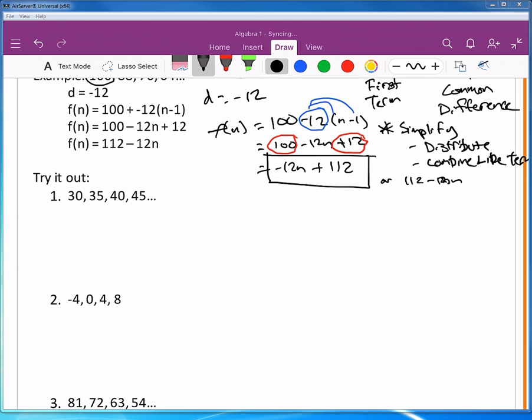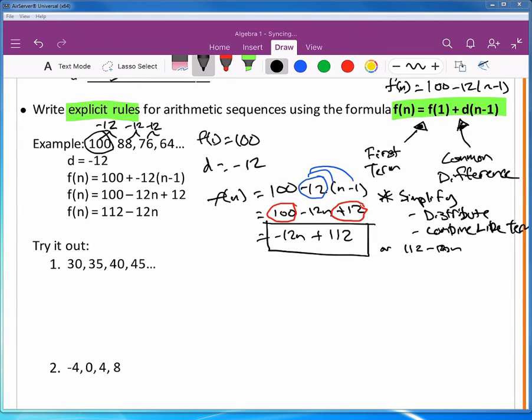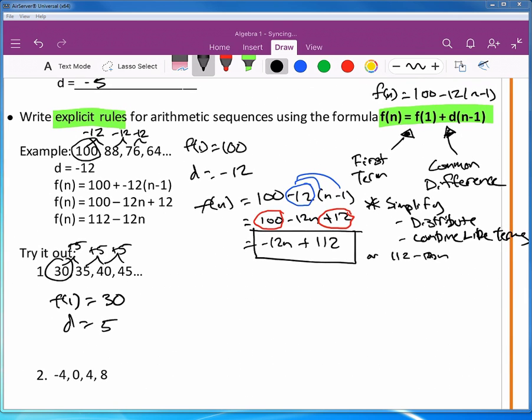All right, so first off, again, remember, if I look up here, those two things you need, the first term, just look at it. What is the first number in that pattern? 30. What is the difference? From 30 to 35, I'm adding 5. 35 to 40, I'm adding 5. 40 to 45, I'm adding 5. So your difference is 5. Plug it into the equation, like what I did up here.